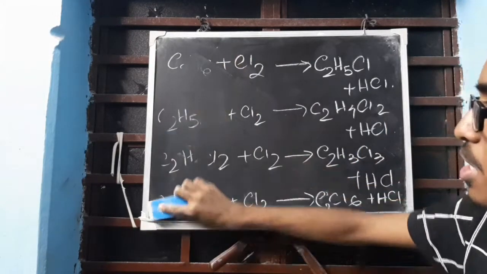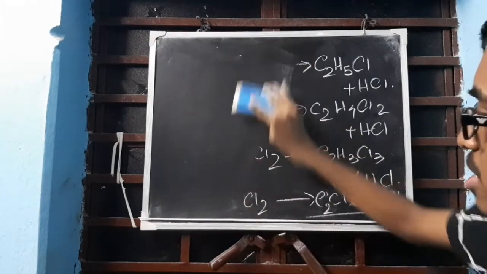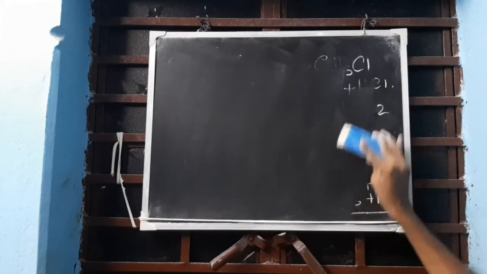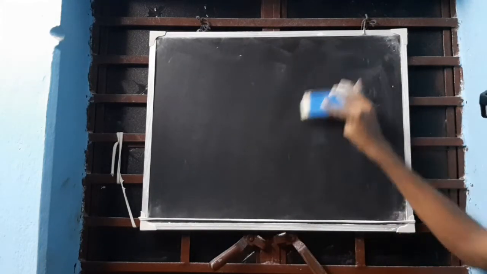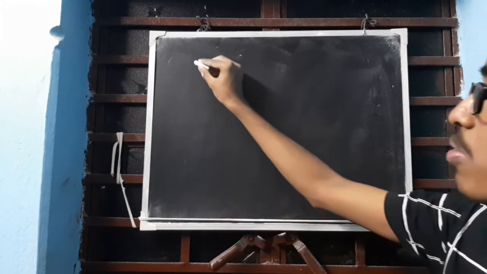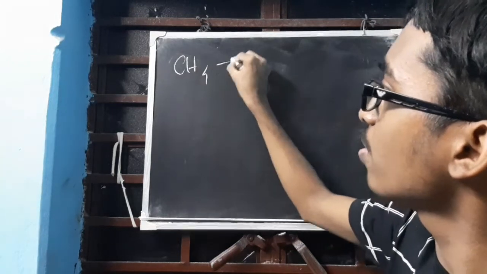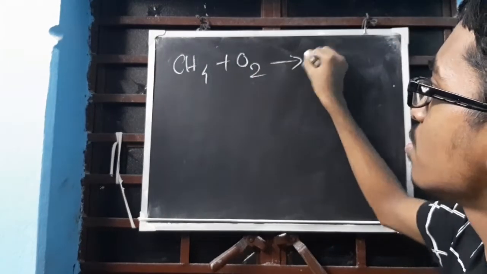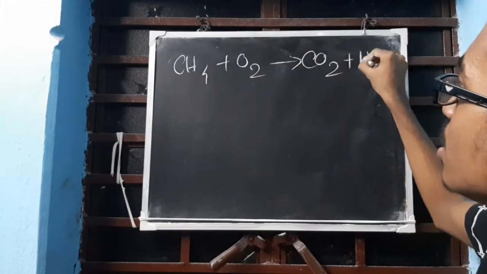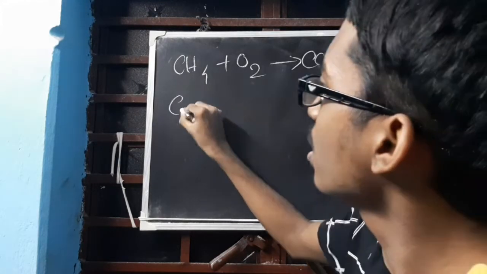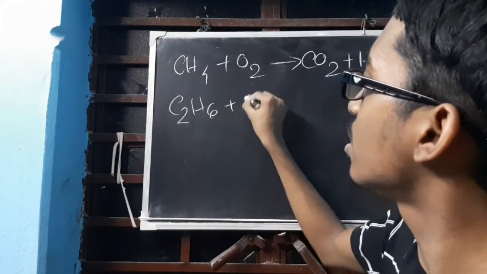Okay. The last part that I need to discuss from alkanes is oxidation. A little bit of oxidation. Whenever any organic compound is heated, you already know that it gives rise to CO2 plus H2O, be it methane, be it ethane.